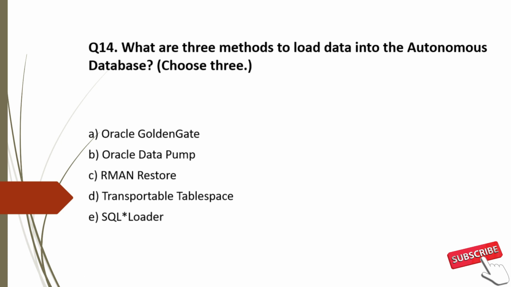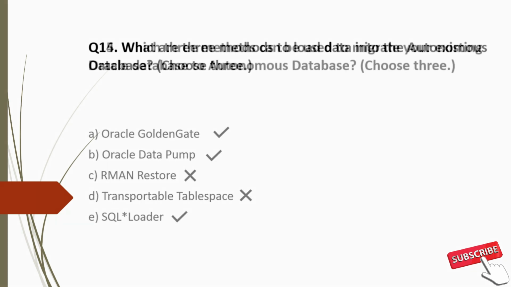Option A, Oracle Golden Gate. This is correct. Option B, Oracle Data Pump. This is also correct. Option C, RMAN Restore. This is incorrect. Option D, Transportable Table Space is also incorrect. The last option, option E, SQL Loader is correct. So the correct options for question 14 are option A, B, and E.